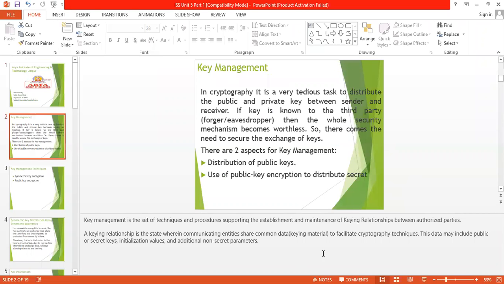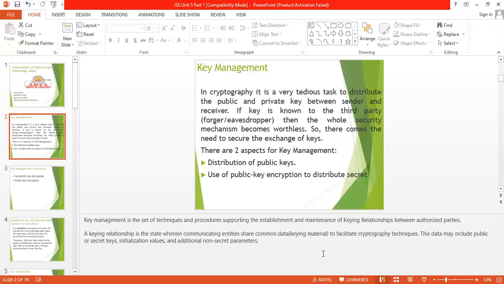Basically, first of all, what is key management? Key management is the set of techniques and procedures supporting the establishment and maintenance of keying relationships between authorized parties. A relationship is the state wherein communicating entities share common data to facilitate cryptographic techniques. This data may include public or secret keys, initialization values, and some additional non-secret parameters.